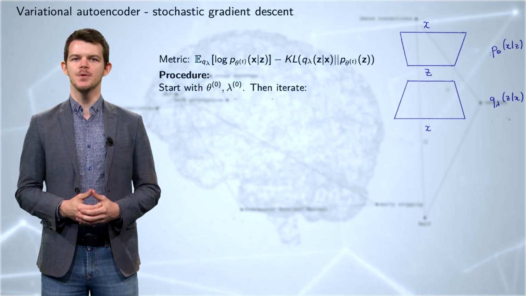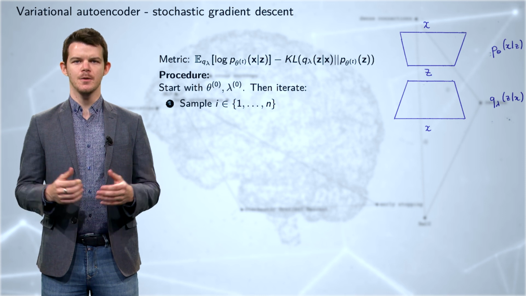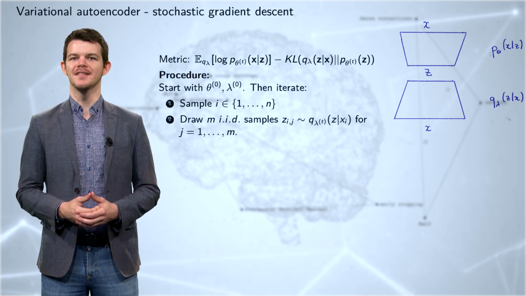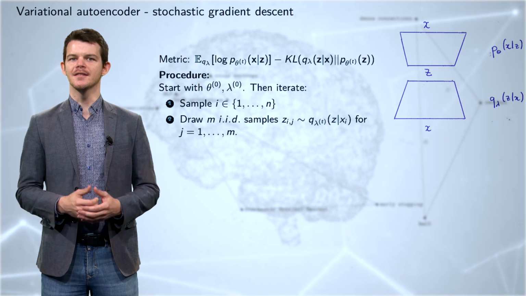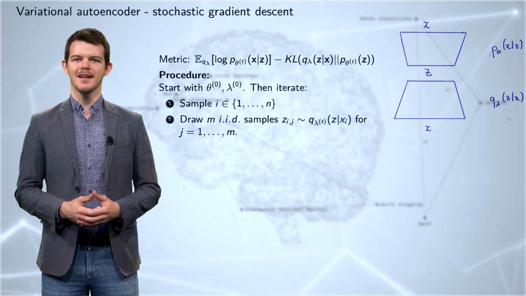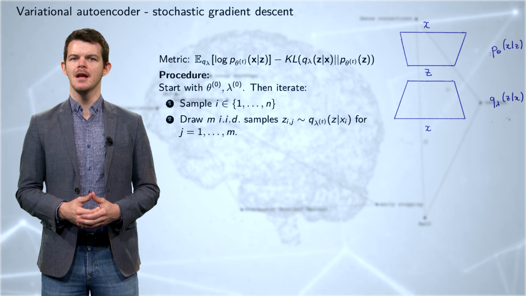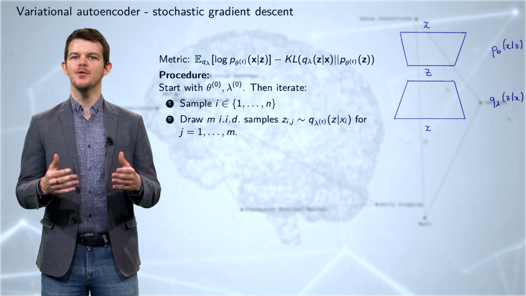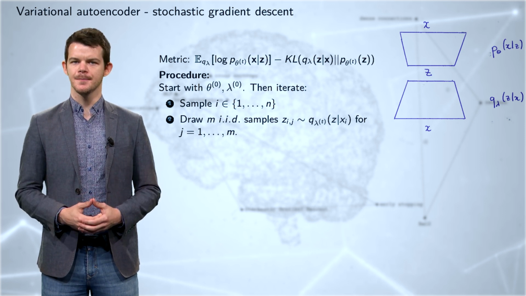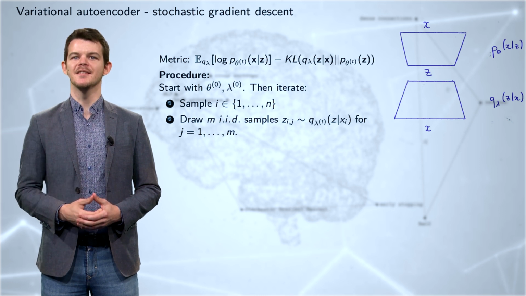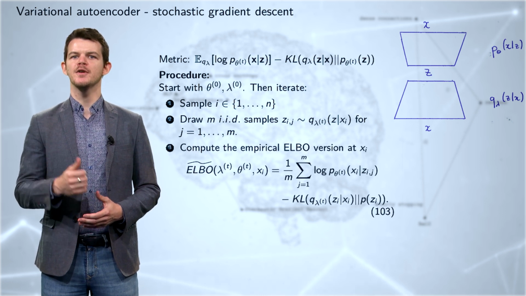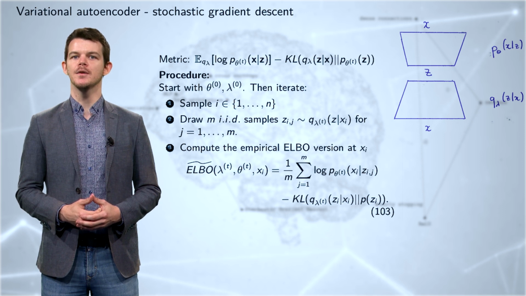We randomly choose a sample i. Then we draw M_i samples z_ij distributed as q_lambda_t(z given x_i). Note that x_i is fixed, so we generate latent variables z_ij based on the distribution output by the first network, the encoder. Based on these variables z_ij, we compute an empirical version of the ELBO defined in equation 103, where we have replaced the expectation by its empirical counterpart.